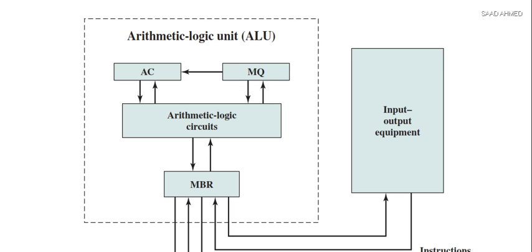Let's see what the MBR, the memory buffer register, does. It contains a word to be stored in memory or sent to the IO unit, or is used to receive a word from memory or an IO unit. It means that data coming from memory to the processor will be stored in the MBR, the memory buffer register, and if some data is to be sent to memory or an IO device, it again is going to be stored in the MBR. So it's an input output kind of register.